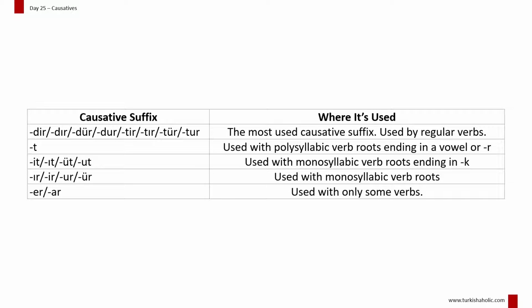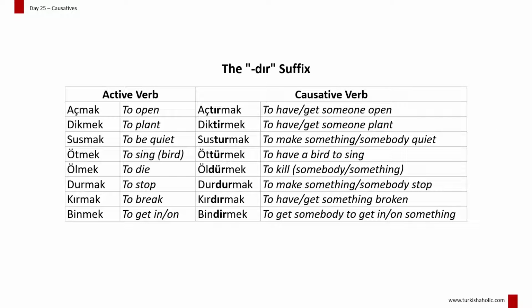There are different causative suffixes that you need to add depending on the verb root. Let's first see the full list of causative suffixes. The first and the most commonly used causative suffix is the dir causative suffix. We add this suffix to the verb root, just like all the causative suffixes you'll see later. When selecting the proper dir suffix from the chart, be sure to follow the vowel harmony and see whether there is consonant mutation. Most verbs that use the dir suffix are regular verbs. Here is a comparison chart.